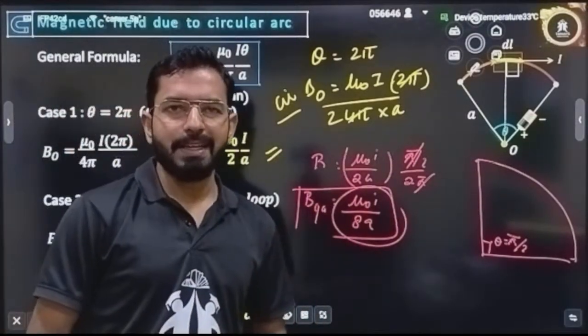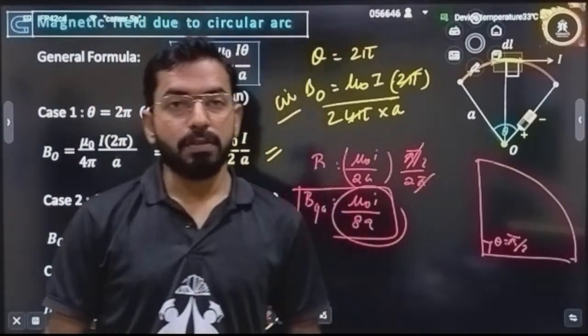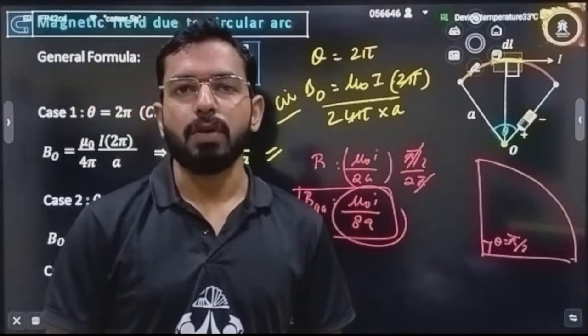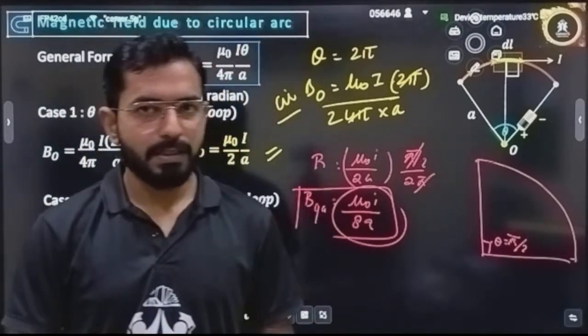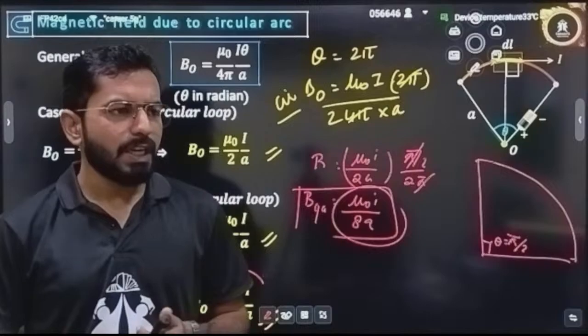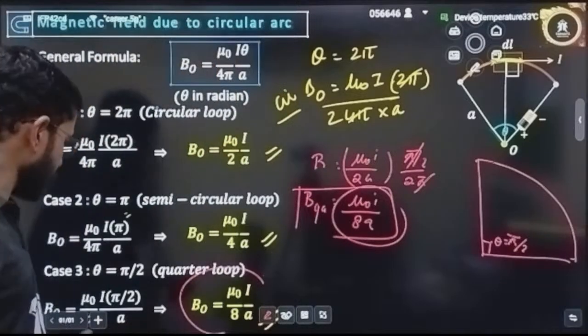So can you say from a single result you have derived results for different kinds of very important shapes? These can be used directly in questions also, correct? These are not just random shapes, these are important results that I am telling you, and from one result only you can derive a lot of things. Isn't it very good? Okay.